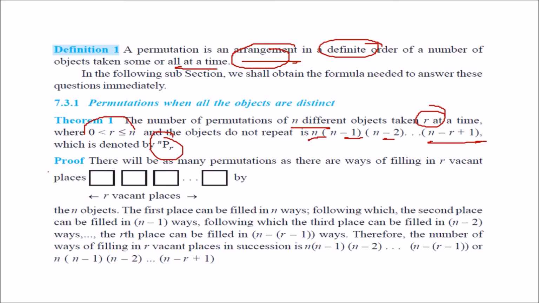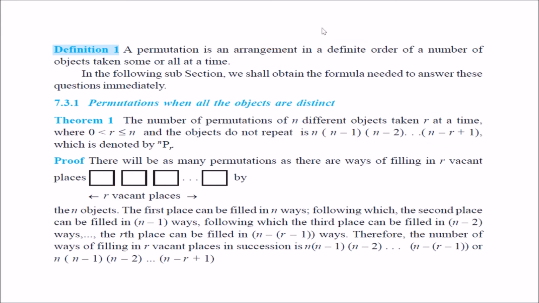Let us go to the proof. If you have r vacant places and n objects, the first place can be filled in how many ways? Because there are n objects, n ways. Then next will be n minus 1, then n minus 2. So it goes up to the rth place, which is n minus r plus 1 ways. So ultimately the number of ways of filling the r vacant places in succession is n into n minus 1, n minus 2, till n minus r plus 1.